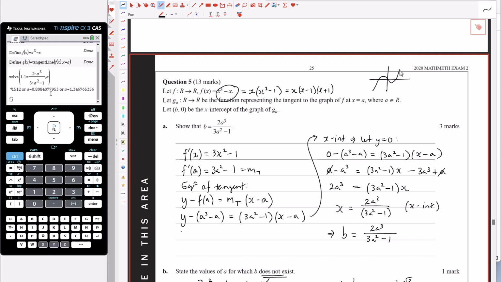Okay. GA is the tangent at any point. Okay. So at point A, sorry, when x equals A, we're drawing the tangent. Okay, so it can move around all over the shop. B is the x-coordinate of the tangent. Okay, so wherever the tangent crosses the x-axis is B.